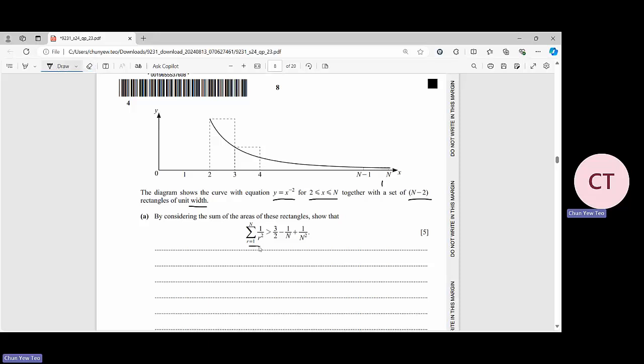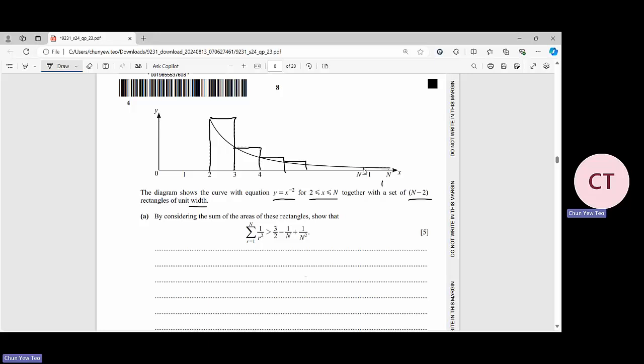Over here, if they give you this, that means this one is the area of rectangle. This one is the integral, the area under the graph. So what you need to do here is, first of all, show that in order for the area of rectangle to be bigger than the area under the graph, the rectangle that you build must be higher than the graph, like this.